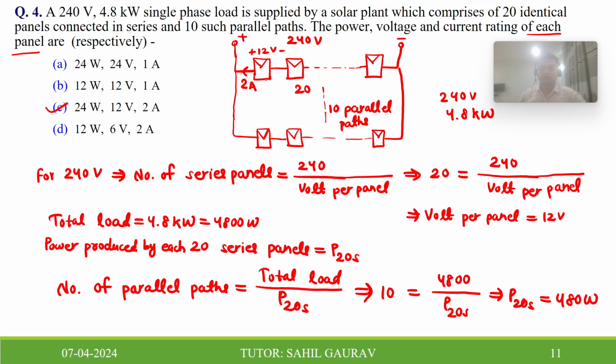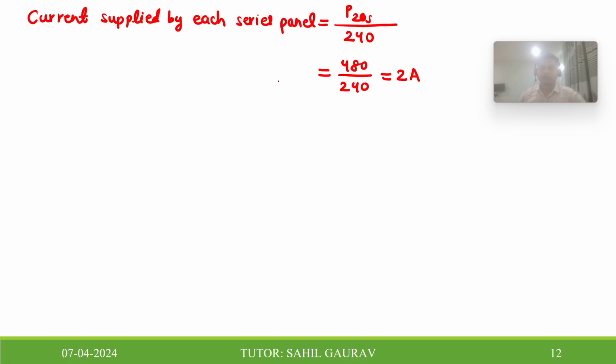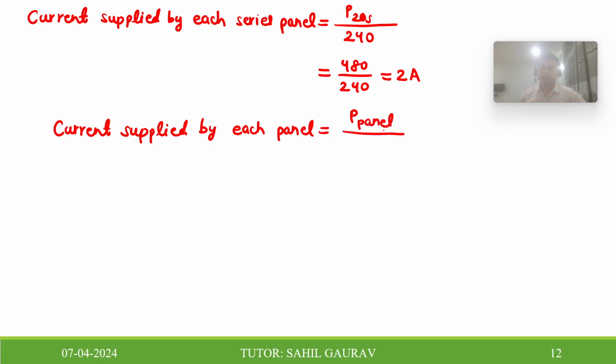So you can find the current supplied by each panel also. Whatever the current supplied by each series string, the same current will flow through each panel also. So the current supplied by each panel is also equal to 2 ampere only. Current supplied by each panel equals power of each panel upon volt per panel. The power of the panel we have to find, the current is 2 ampere and the volt per panel is 12 volt.